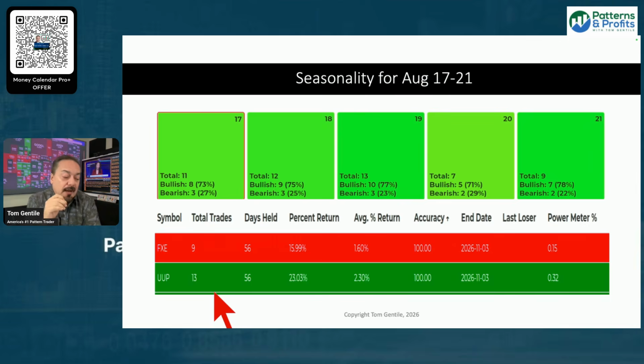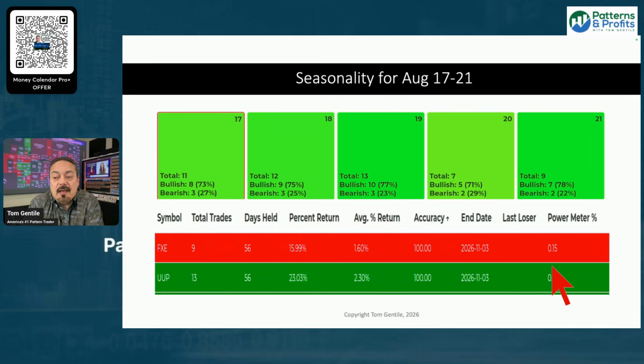Okay, so I want you to keep an eye on that. We talked about it last week. We talked about it 2 weeks ago. What have we not talked about? We haven't talked about FXE. Let's talk about FXE for a moment. So FXE is the red line you see here. All right, some overall details of FXE.